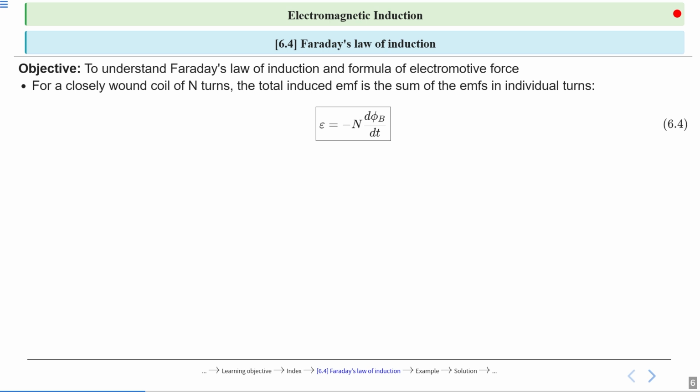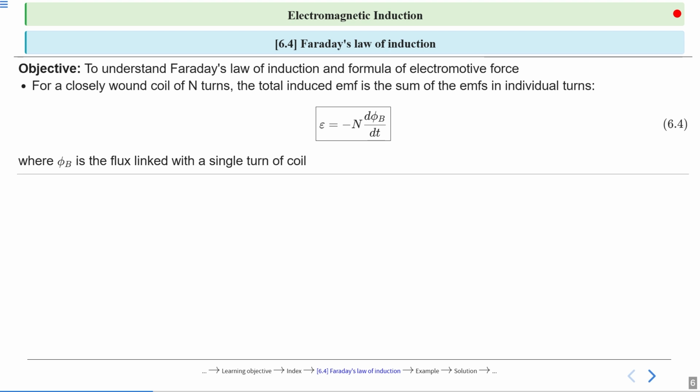So epsilon equals minus d phi B upon dt was the EMF induced in one turn. And if there are n turns in the coil, then multiply the formula by n. So mark it as equation 6.4, where phi B is the flux linked with a single turn of the coil. We can also represent flux in terms of the n number of turns.